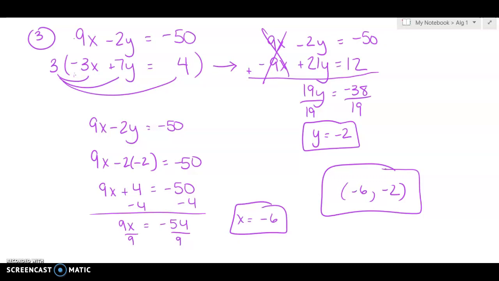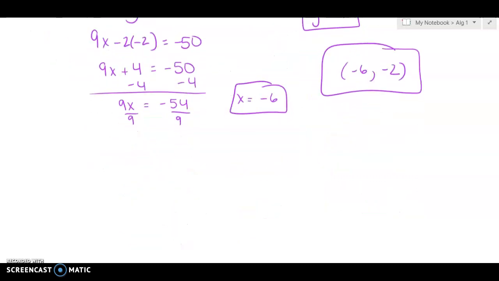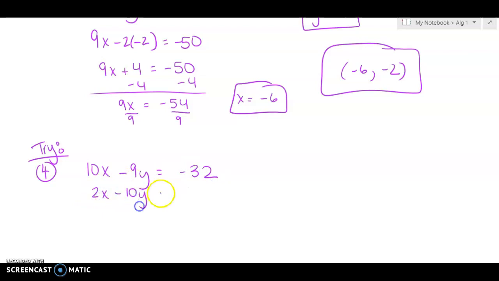All right, I'm going to have you try one, I think, and then we'll call it a day because I think that's enough. So let me give you this problem, and after I write it down, you can try it. So let's say that you have 10x minus 9y equals negative 32, and 2x minus 10y equals 10. All right, so try elimination, eliminate whatever variable you want, and figure out what x and y are equal to. So go ahead and pause the video.